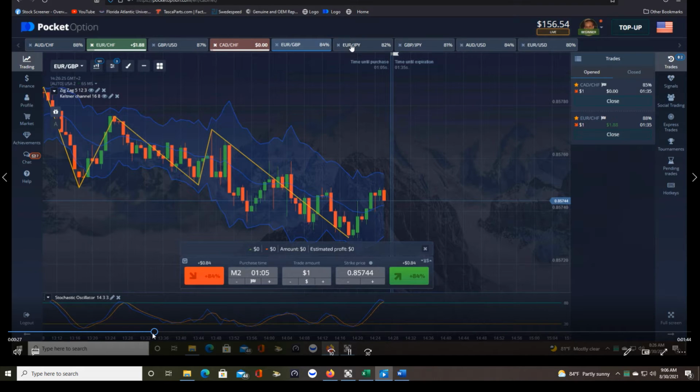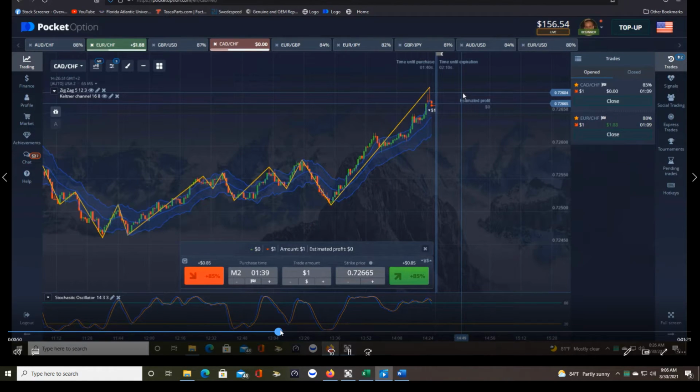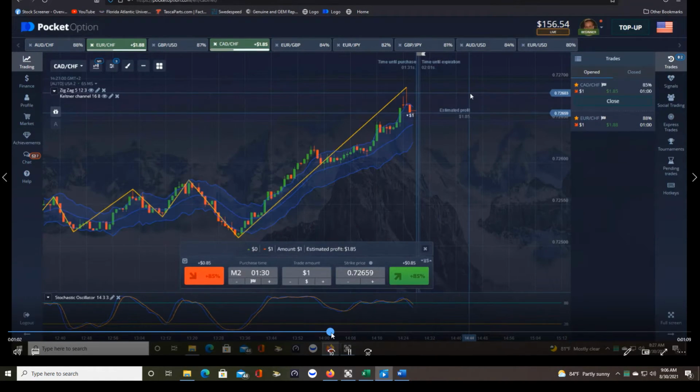And fast forward here. So you can see we're green on the euro Swiss franc, and the Canadian Swiss franc is not working out yet. Now it is. And now we're in the red again. So again, all that matters is where it is when the trade ends.